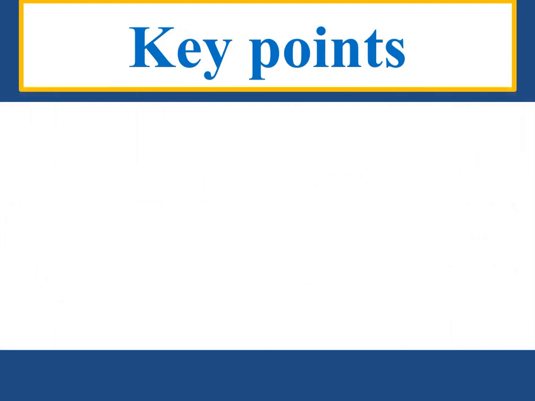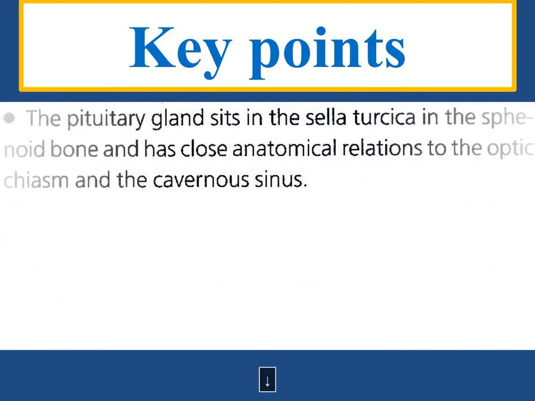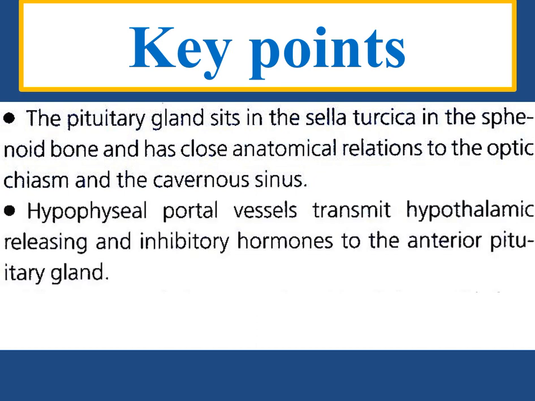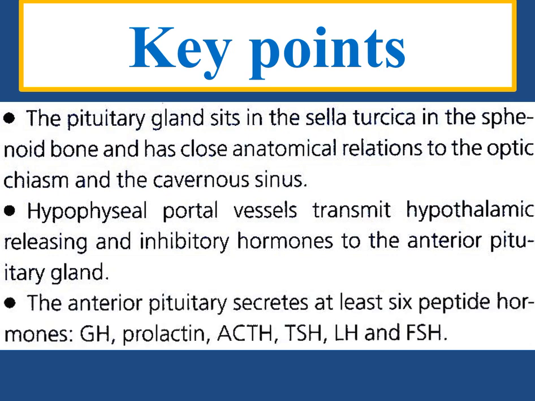So, key points of this part of the lecture. The pituitary gland sits in the sella turcica in the sphenoid bone and has close anatomical relations to the optic chiasm and the cavernous sinus. Hypophyseal portal vessels transmit hypothalamic releasing and inhibitory hormones to the anterior pituitary gland. The anterior pituitary secretes at least 6 peptide hormones: growth hormone, prolactin, ACTH, TSH, LH, and FSH.